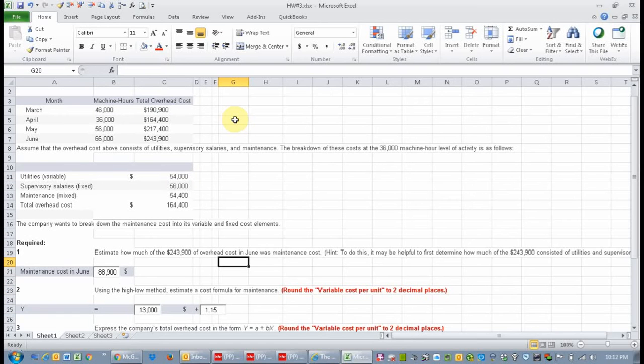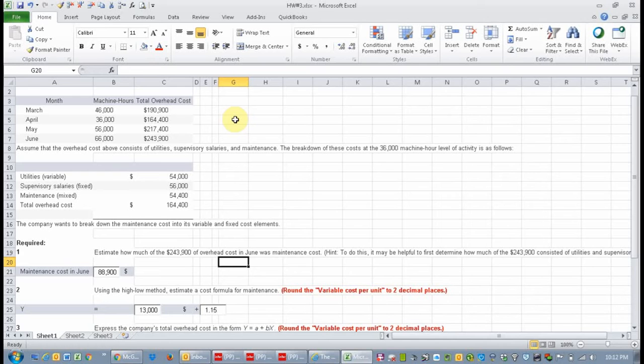So the first question is estimate how much of the 243,000. Oh, and I should preface that obviously our numbers are going to be completely different. The software changes the numbers for everybody, and so even though my numbers will be different than yours, the concepts and how to solve it are going to be exactly the same.